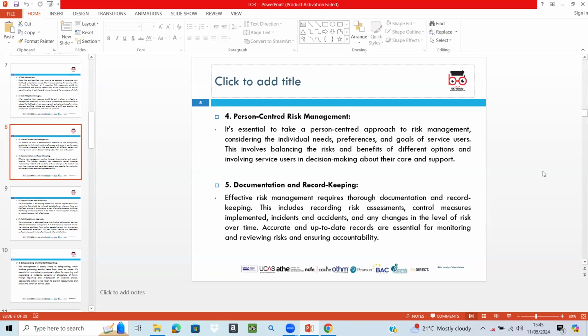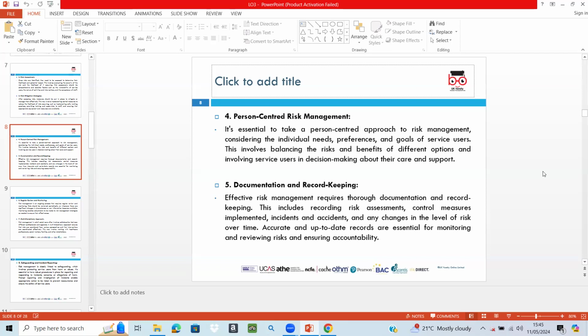So person-centered risk management involves considering the specific needs, preferences, and goals of the individual when managing risk. This approach aims to balance the risks and benefits of different options while actively involving the service user in decision making regarding their care and support.